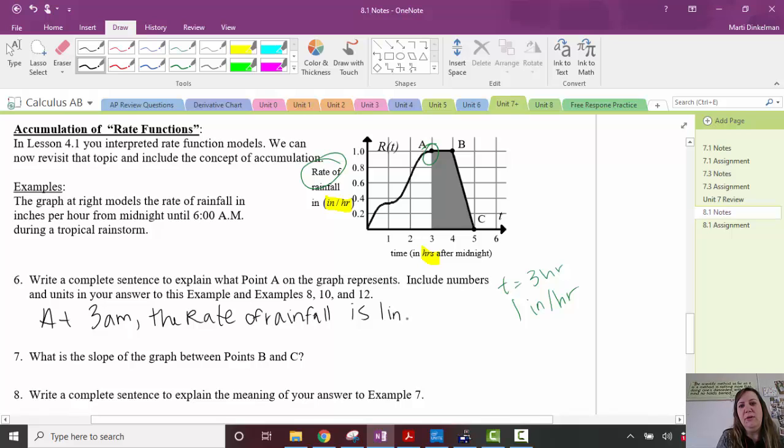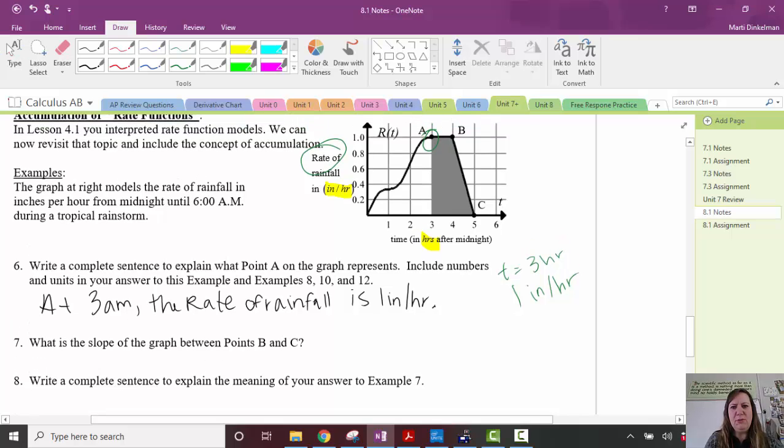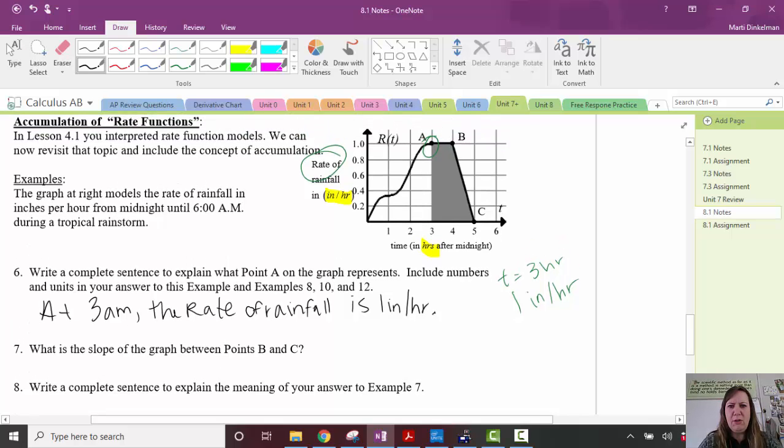Is 1 inch per hour. Again, sometimes they ask us questions like describe in context, so that's kind of what that means. Okay, what's the slope of the graph between B and C? Be careful about units here. So it's really down 1 over 1. So the slope is -1, and I'm already going to think about what that would be. That'd be inches per hour.